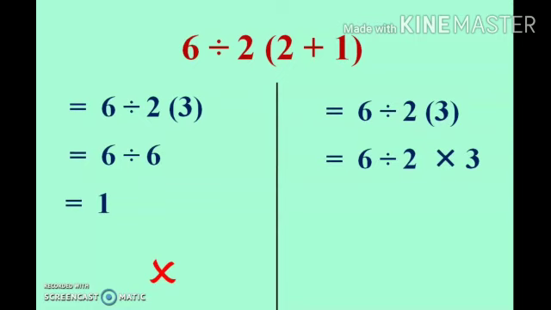So next we have division and multiplication. According to the rule, division and multiplication are ranked equally. The expression on the left should be solved first. Here we have division on the left. So if we solve 6 divided by 2, we get 3. Next we have to multiply 3 with 3. So the answer is 9. 9 is the correct answer for this problem.